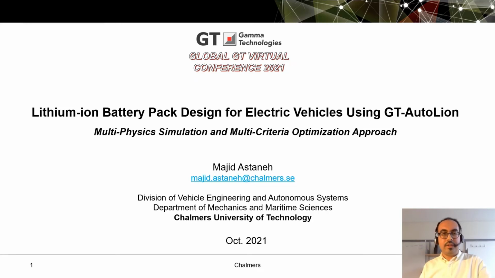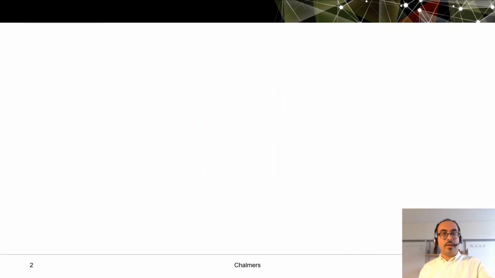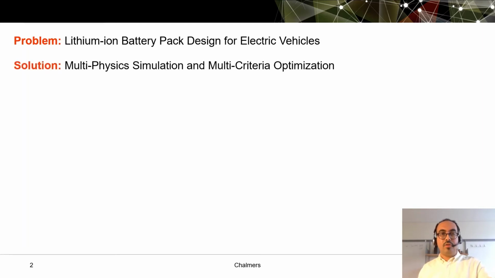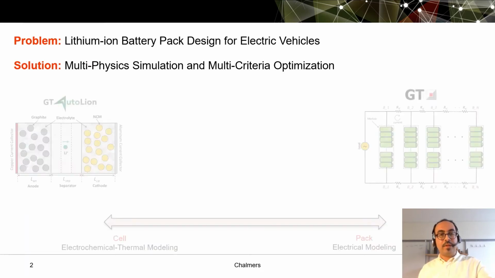My presentation is about lithium-ion battery pack design for electric vehicles using GT-AutoLion. The problem that we are going to address in this presentation is lithium-ion battery pack design for electric vehicles. And the solution that we propose is multi-physics simulation and multi-criteria optimization.